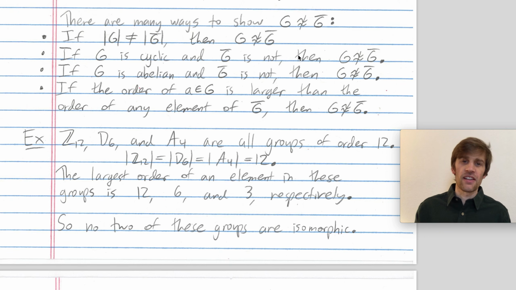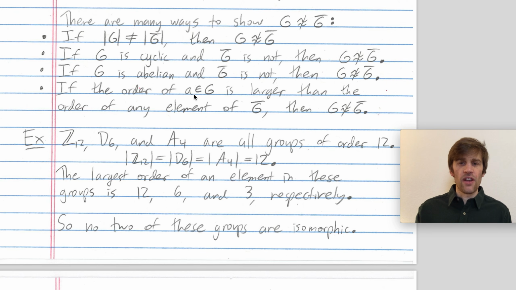If one group's cyclic but the other's not, then they can't be isomorphic, because we saw up above that if two groups were isomorphic, either they were both cyclic or neither of them were cyclic. So if exactly one is cyclic and the other group is not cyclic, then they can't be isomorphic. Similarly, if one group G is abelian and another group G bar is not abelian, then G and G bar cannot be isomorphic.